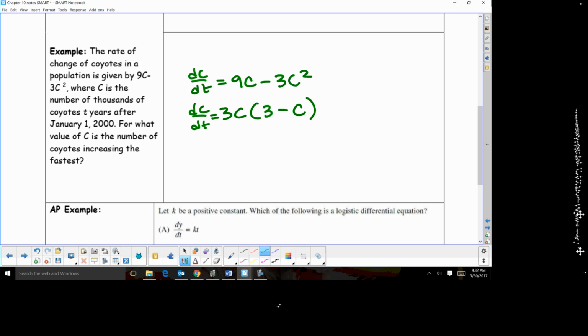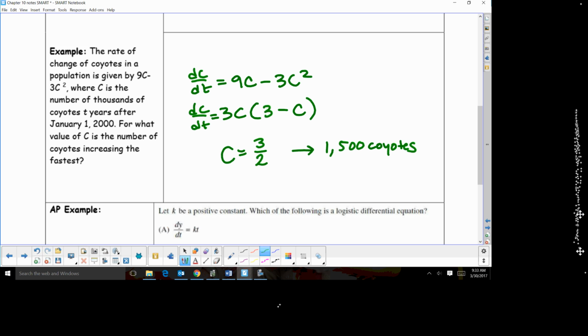So now it says, for what value of c is the number of coyotes increasing the fastest? 1.5. Okay, so when c is at carrying capacity divided by 2, which would be how many coyotes, by the way? 1.5 thousand. Yeah, so 1,500 coyotes. Just FYI.